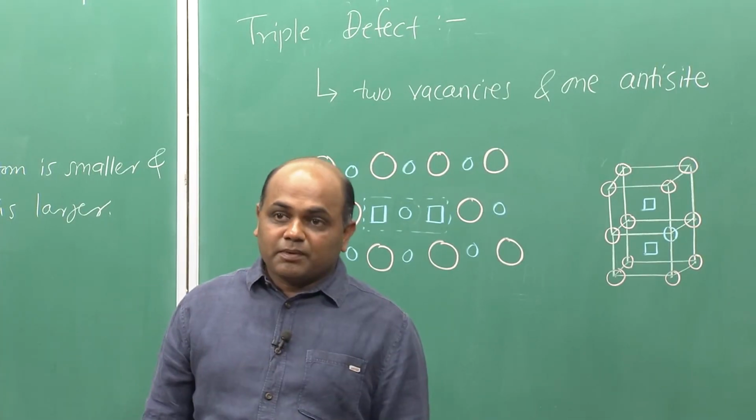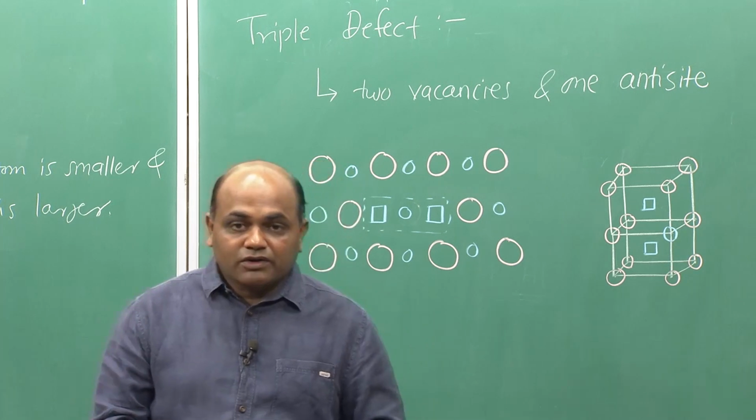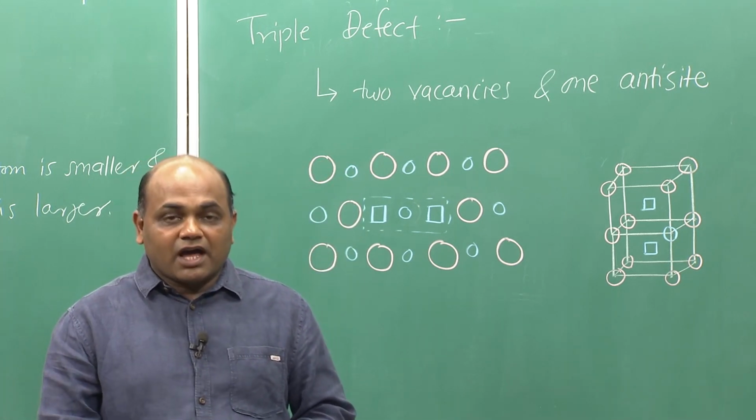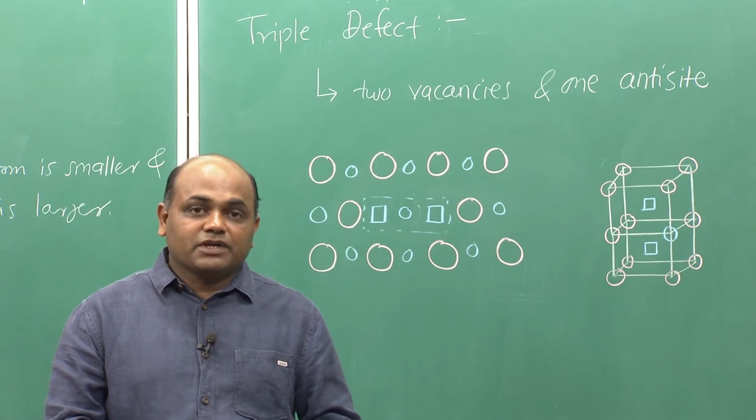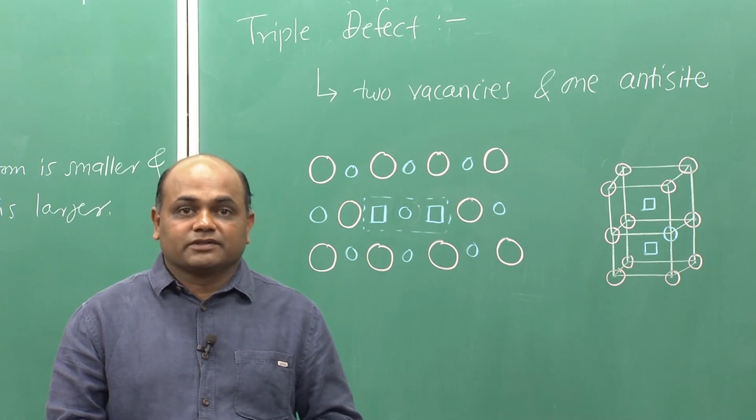Okay. So, these are some of the important defects which occur in ordered structures. In the next class, we will go over the diffusion mechanisms in these ordered structures. Thank you.